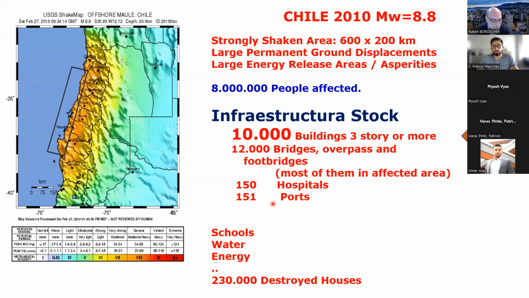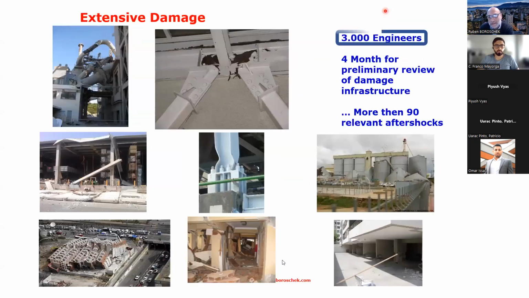So I'm going back now to the 2010 earthquake in Chile, and it turns out that the area that was affected was a large area, 600 by 200 kilometers, with acceleration higher than 30% g. So we have 10,000 buildings, 12,000 bridges, and many other infrastructure. And at that time, Chile, a small country, and not too rich, actually, we are a developing country, had only 3,000 engineers, and it was impossible to review the damage in the whole infrastructure.